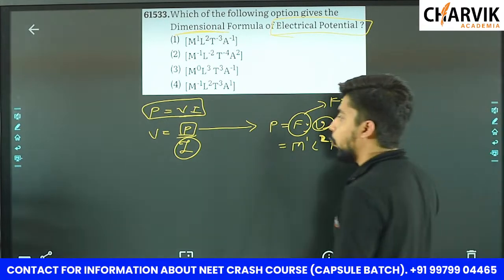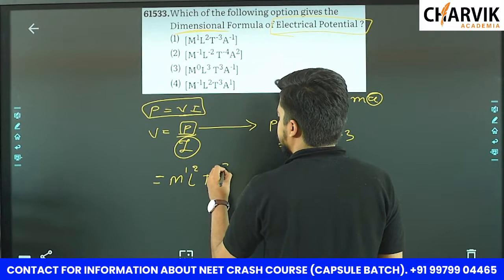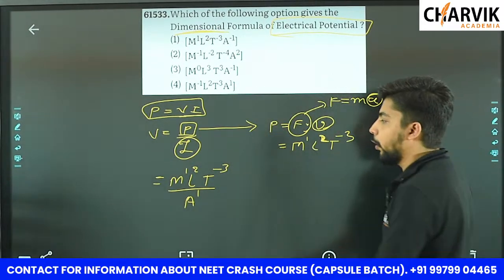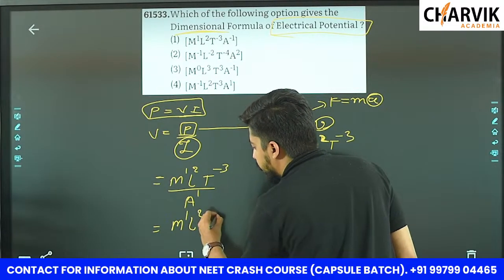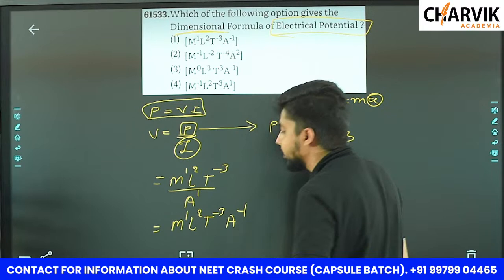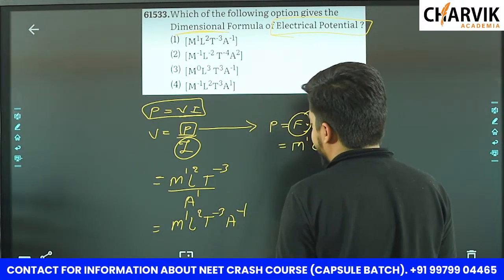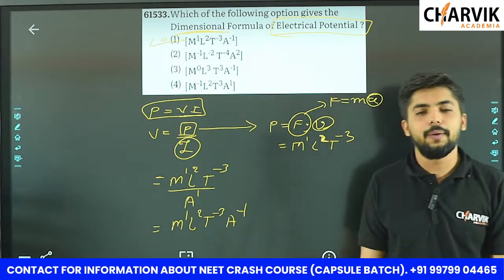So the dimensional formula of the power becomes M1 L2 T minus 3, divided by current. So it is A1, and this A1 will go in the numerator, and it becomes M1 L2 T minus 3 into A minus 1. So let us match the option. M1 L2 T minus 3 A minus 1. Yes, it is given in the first option, which becomes your correct answer.